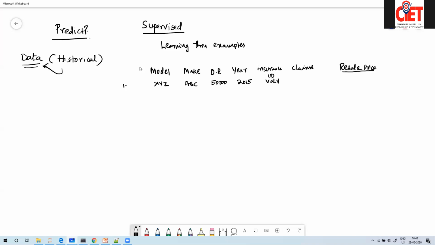Claims, claim amounts. Let's say the past claims of the insurance is 25,000, because the claim amounts in the past will tell you if this car has been involved in any type of major accidents. If there was a major accident, then the claim amount would be very high. If there were no major accidents, this claim amount would be very, very small, right? So this is the domain knowledge that we are talking about. Now, this car got sold for 2,50,000 rupees.